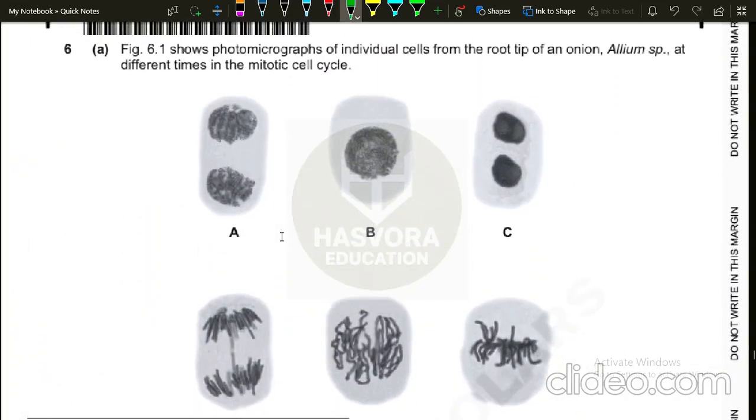Let's move on to question number 6. I hope this is the last question. Figure 6.1 shows a photomicrograph of individual cells from the root tip of an onion, Allium cepa, at different times in the mitotic cell cycle. So first of all, let's have a look at the different cell structures. In B, we can see a condensed form of the chromosomes, not a non-condensed form. So this one will be prophase.